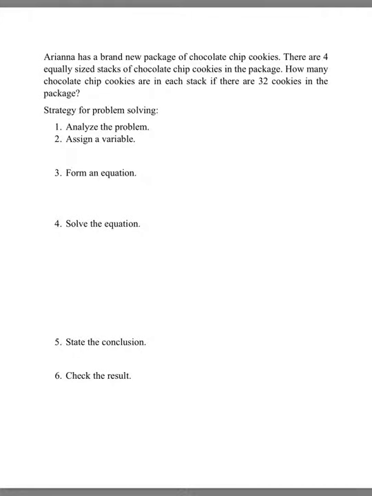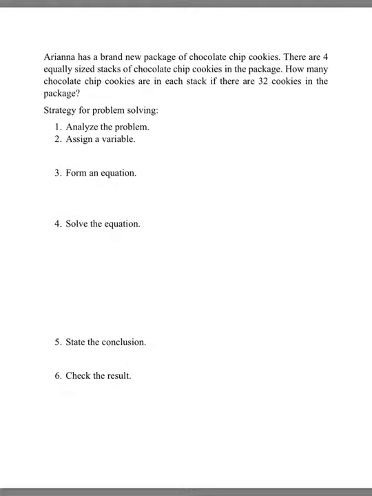Let us begin by reading the word problem out loud. Ariana has a brand new package of chocolate chip cookies. There are 4 equally sized stacks of chocolate chip cookies in the package. How many chocolate chip cookies are in each stack if there are 32 cookies in the package?